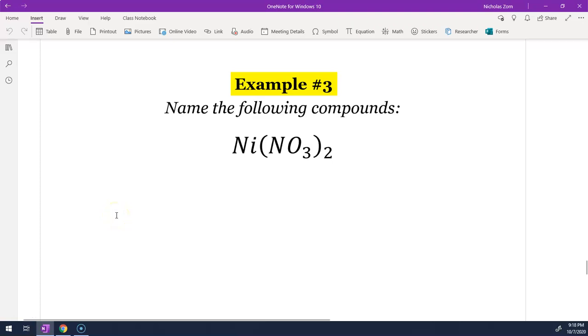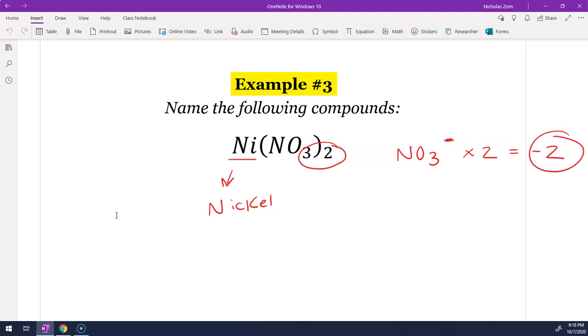All right, here we go. Ni is nickel. Nickel is a transition metal. And then we have NO3. But if you notice, we have 2 of them. So NO3 is nitrate. Nitrate has a -1 charge, but there's 2 of them. So that gives us a total charge of -2. So nickel is going to have a charge of +2 to cancel this out. So this will be nickel 2 nitrate.